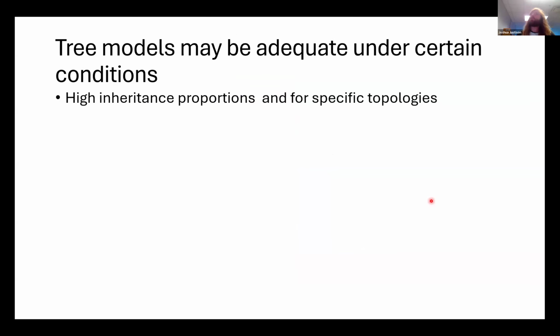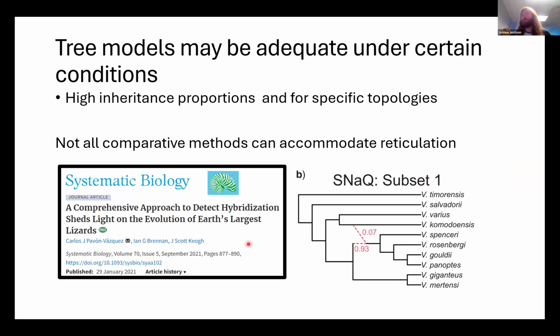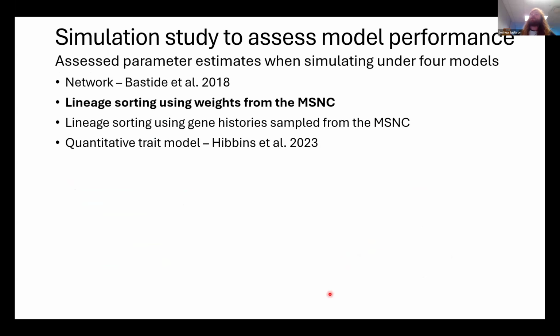And so tree models might be adequate under certain conditions, particularly when we have high inheritance proportions and for specific topologies. And this can be really nice and comforting because not all comparative methods can accommodate reticulation. For example, when these folks were looking at monitor lizards, they conducted both tree-based and network-based analyses. And I would argue that their tree-based analyses are still relatively reliable, considering that the network that they inferred has relatively high inheritance proportions.